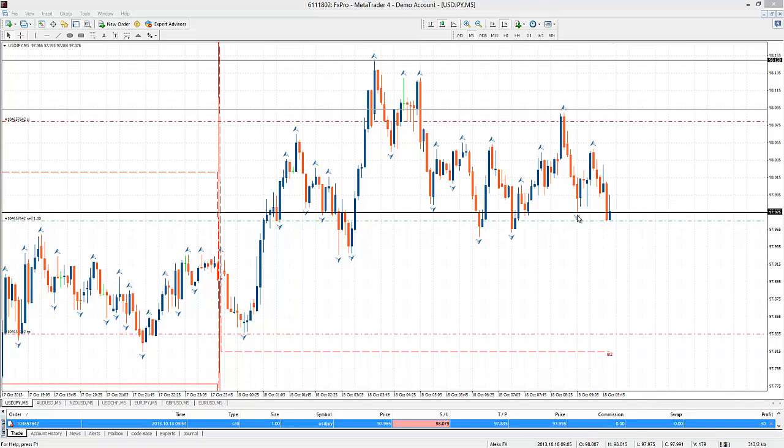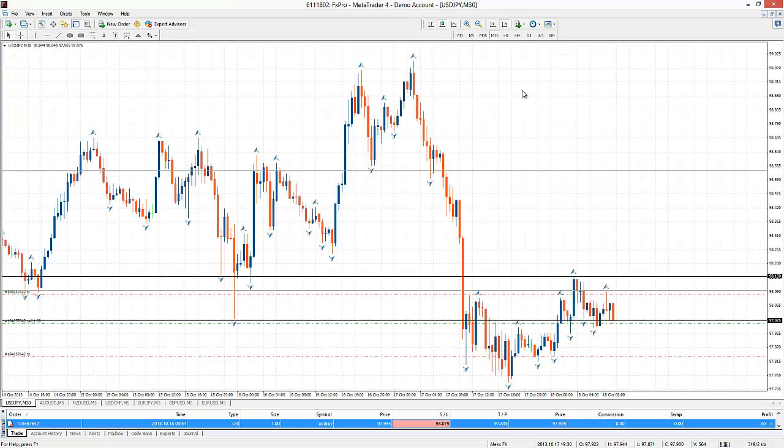You can see the entry is 1 pip below the fractal low. For the stop loss, you want to take the spread into account, so we add the spread for a sell, and the same with the take profit, so the spread just above that M2 pivot. There's the working order. Currently just about minus 3 pips at the moment.